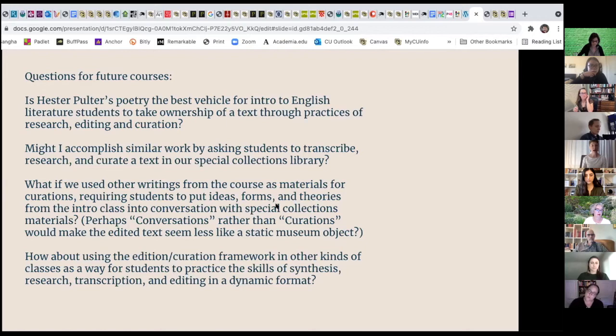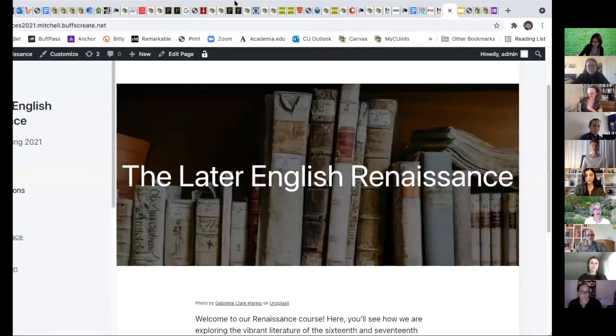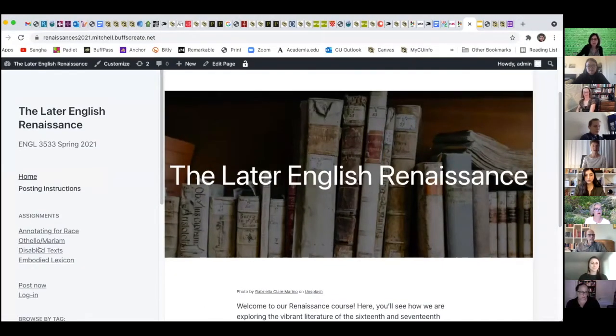And then finally, this is something I've actually put into practice. What if we could, in addition to just teaching Pulter and teaching the project in all of these ways that folks have been describing, what about just using the edition curation framework from the Pulter Project in other kinds of classes as a way to practice these essential skills like synthesis, research, transcription, and editing? And I'll just take 1 second before I close here to very briefly show you what this looked like in my Renaissance class this year.